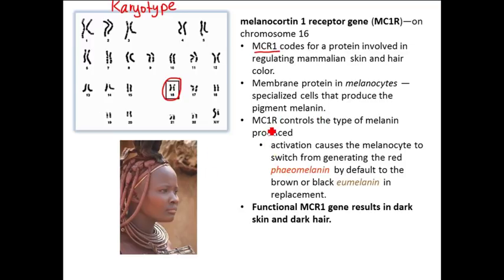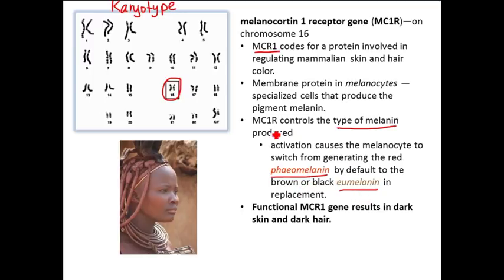So MC1R controls the type of melanin produced. Okay? So there are 2 types of melanin. There's pheomelanin and there's eumelanin. Pheomelanin is red, and eumelanin is either brown or black.